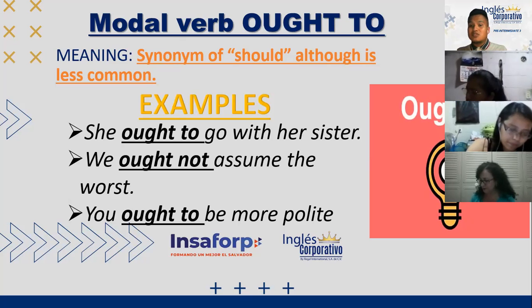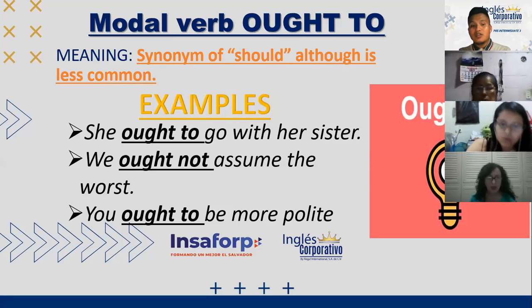This one is a synonym, so that means that it means the same as should, and it has the same position and the same meaning as should. But this is the very, very formal part of should. With that being said, we're going to go to the examples. She ought to go with her sister. As I told you some minutes ago, it has the same meaning as should. If we translate that, it will be something like, ella debería ir con su hermana. Remember that this is just the very formal part of should. Next one, we ought not assume the worst. No deberíamos asumir lo peor. We ought not assume the worst.